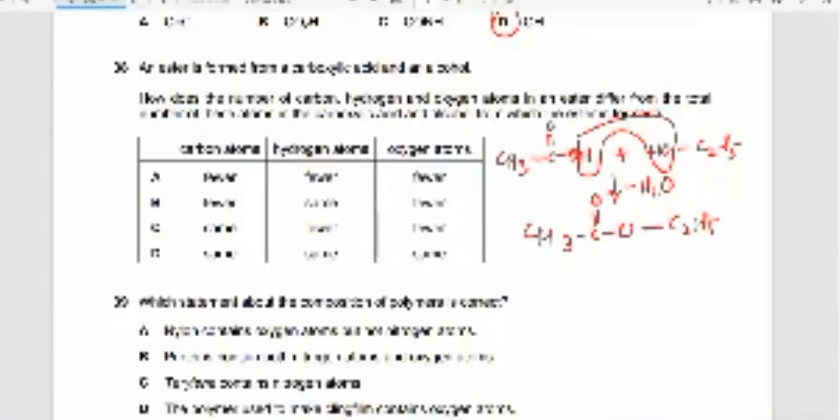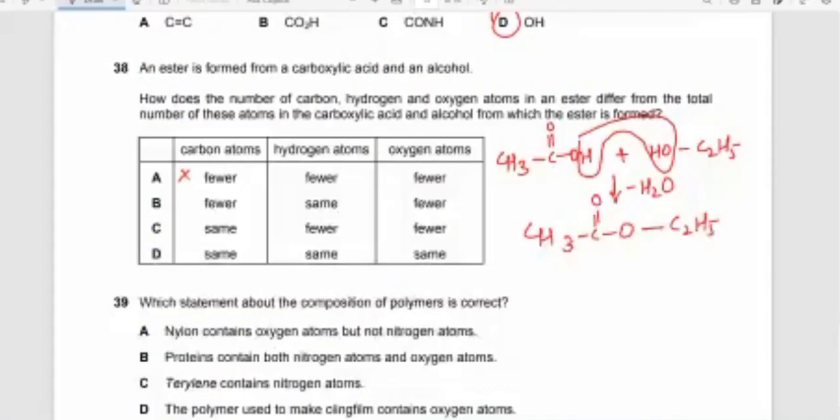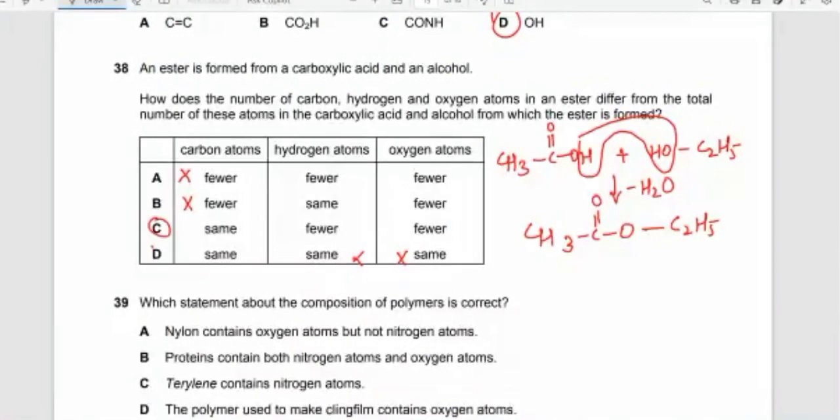So carbon atoms are the same. Carbon atoms are not decreased. Hydrogen atoms are fewer, hydrogen atoms are decreased, and oxygen is also fewer. Not the same. Hydrogen is not the same because water has to be released, so oxygen also has to be released in the water. So C is correct.